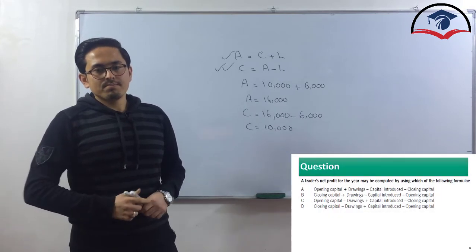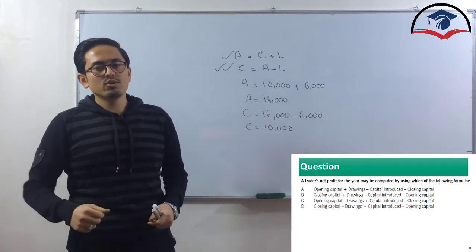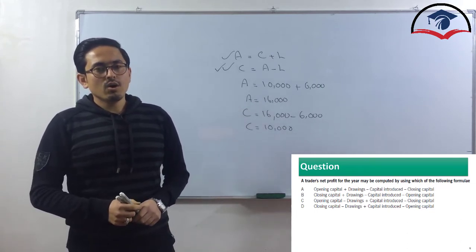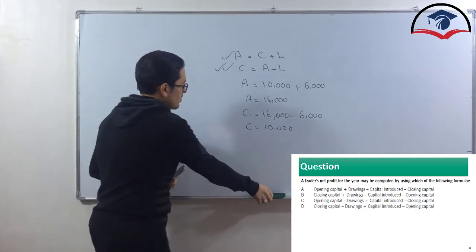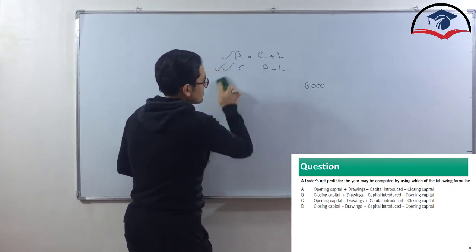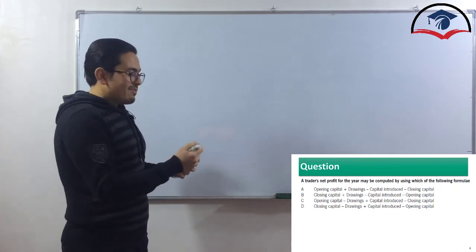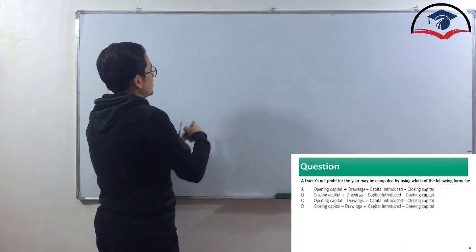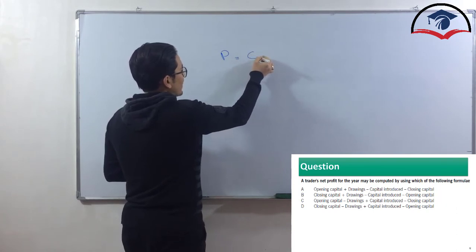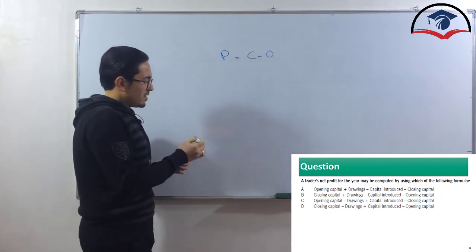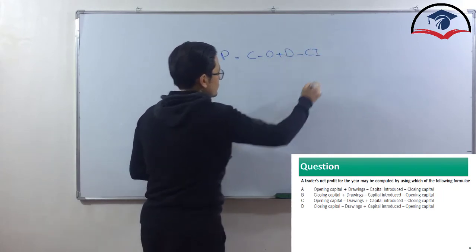Let's go to the second one. A trader's net profit for the year may be computed by using which of the following formulas? So the formula for net profit, or profit calculation, let me erase that. The formula for that was: profit equals closing balance minus opening balance of the capital, plus the drawing, minus the capital introduced.